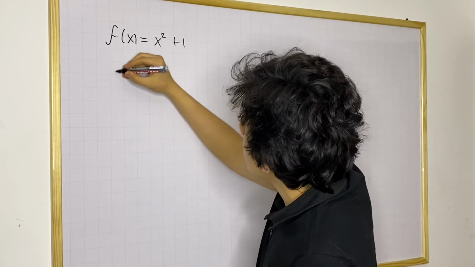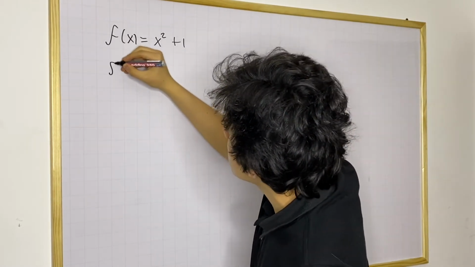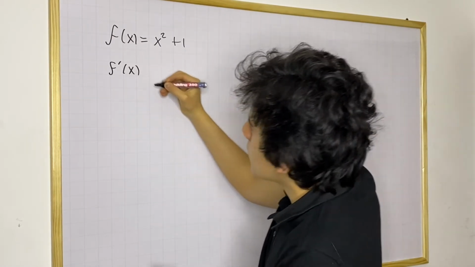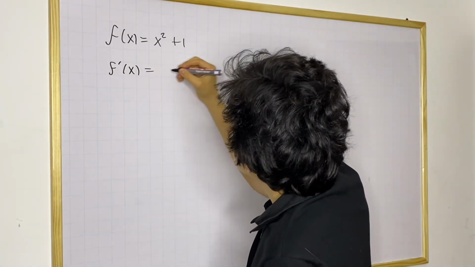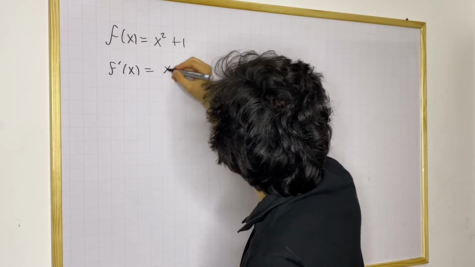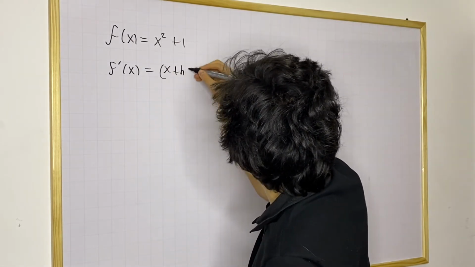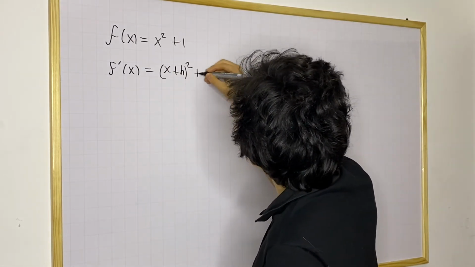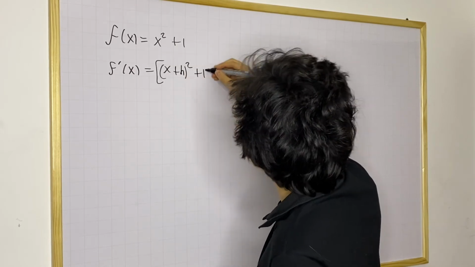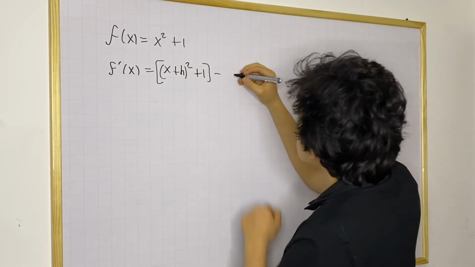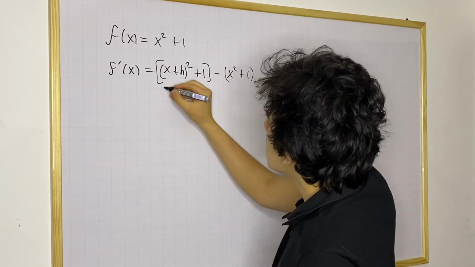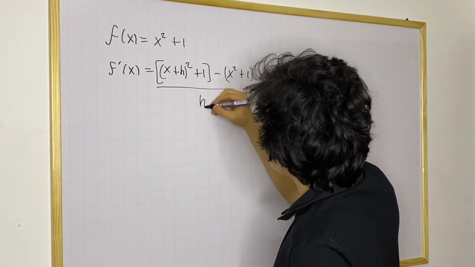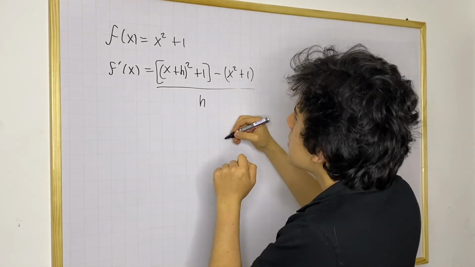So we know f prime, in this case I'm going to start down here. Remember, f prime is the derivative of f, and it is going to be equal to x plus h squared plus 1, and all of this, minus the initial function, x squared plus 1, and all of this divided by h. And now, oh, I actually missed the limit.